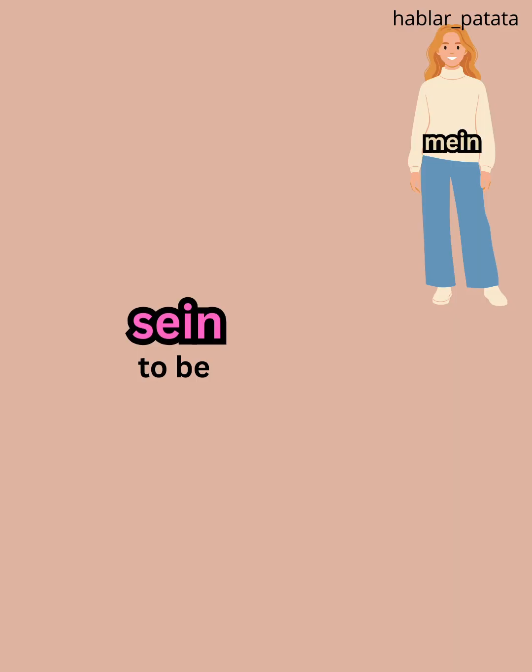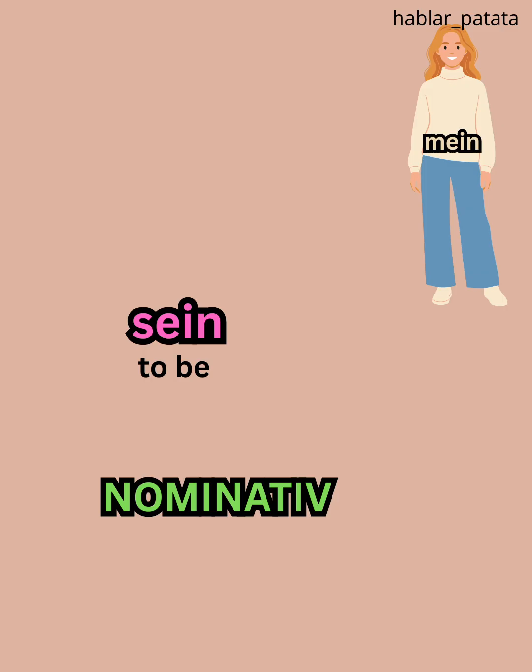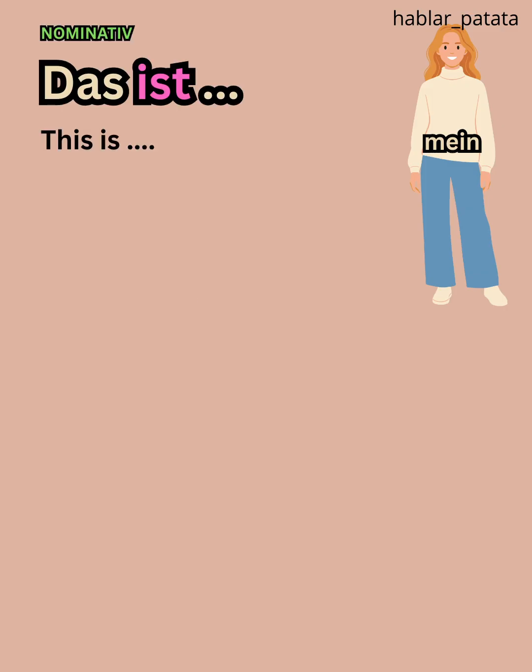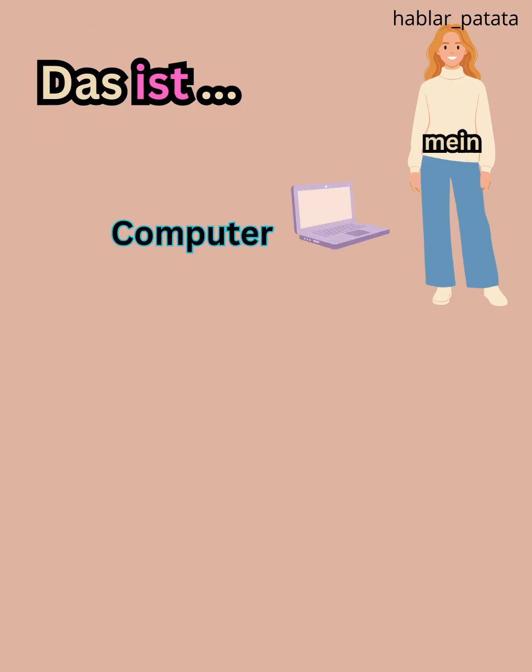Finally, I need to know the grammatical case. I'll explain the grammatical cases in more detail in another video. For now, let's just accept that the verb sein always requires the case Nominativ. So let's take the sentence "das ist" as an example with the Nominativ. For masculine nouns, the sentence is: Das ist mein Computer.